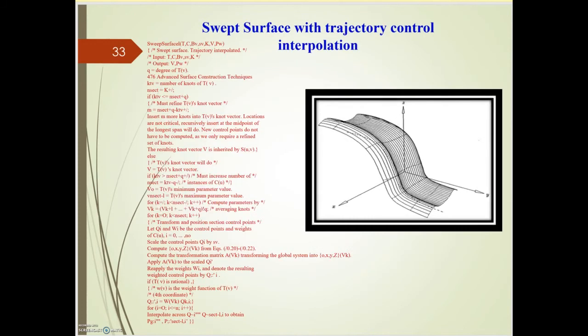Similar to the above, but different from the above figure, this is a swept surface with trajectory control interpolation. We take input as trajectory control points, then BV and SV as input functions, and K needs to be minimum. By performing transformations and positioning, we get an output of a swept surface with trajectory control interpolation.